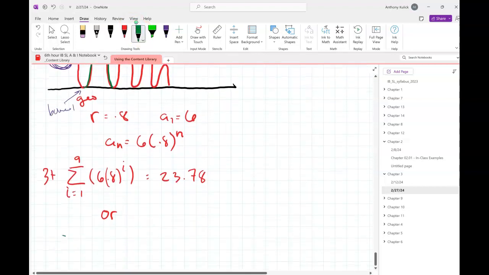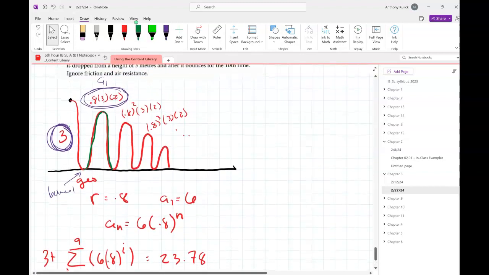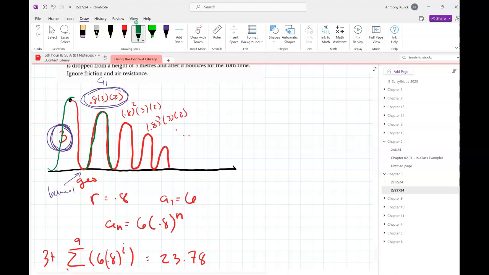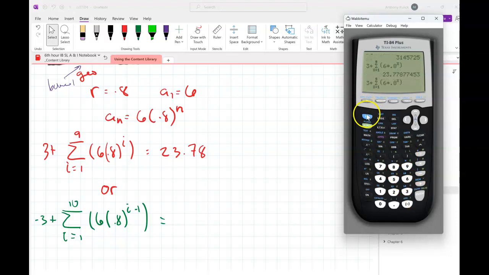Or what if we think about it this way? What if we did the sum from i equals 1 to 10 of 6 times 0.8 to the i minus 1, and then we're going to subtract 3. We're just going to be like, well, we didn't count this one, but say we did, right? This is still our first bounce now, so we can go to 10. And now you could do it that way also. I think it should give us the same answer. Same thing, right? Okay.